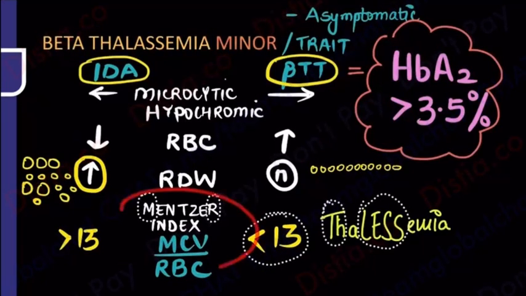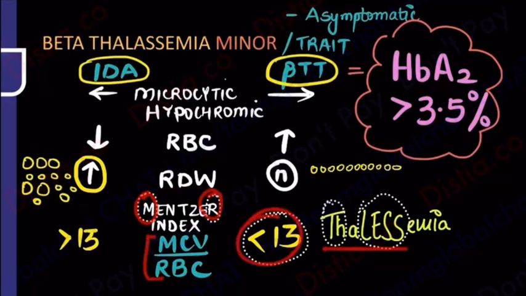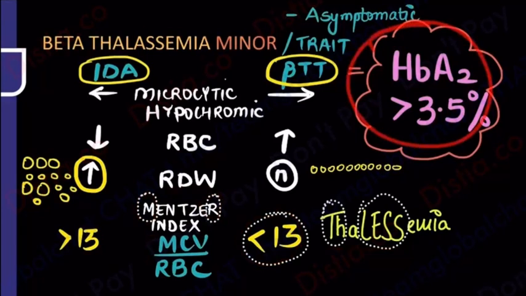So whether you do it by Mentzer index or RDW or whatever, it was all screening. Many questions come on the Mentzer index. MCV upon RBC, you have to know less than 13, I suspect thalassemia. But how do I confirm? Confirm by doing HbA2 levels more than 3.5%. You should know that, ma'am repeated it a million times and this question is going to come.